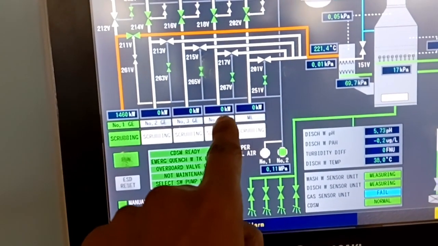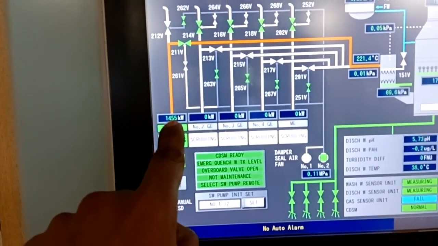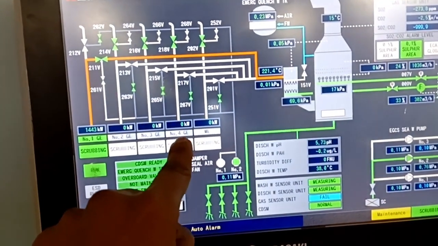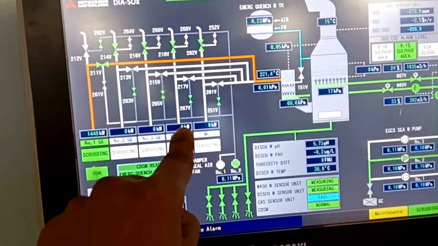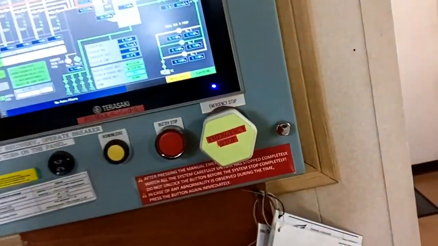See, now number 4 DG is not in running condition. You can find number 1 DG load is showing in the panel. It was around 1400 kilowatts. But while we are starting the number 4 generator and taking the load, we are not able to get the load.